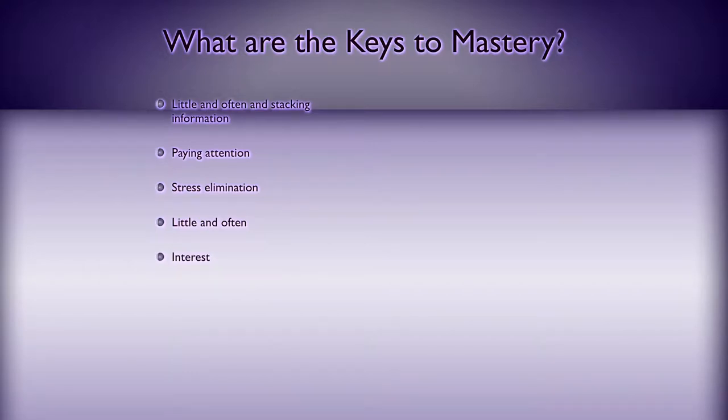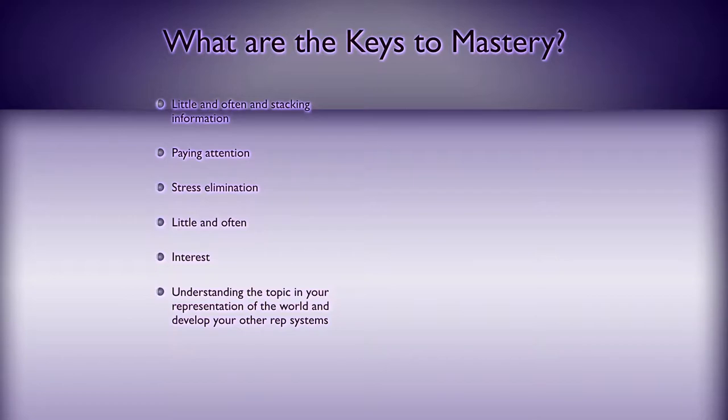We need to explain so they understand the topic in their representation of the world and develop their other rep systems at other times. We must build imagination. We need, obviously, to increase their level of critical thinking. This will naturally come if we follow the four key questions to answer.